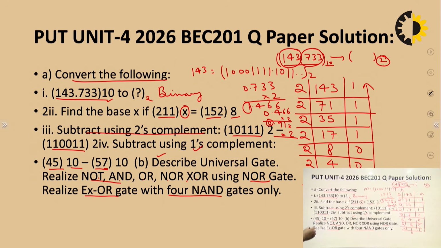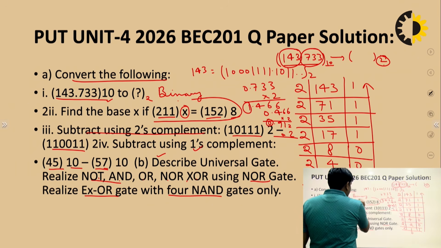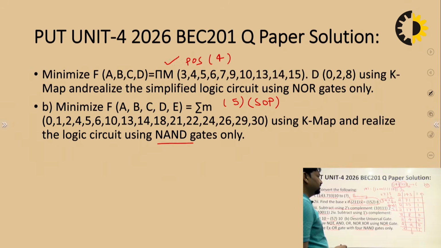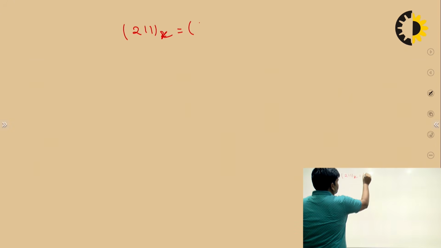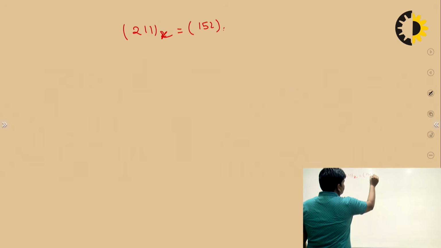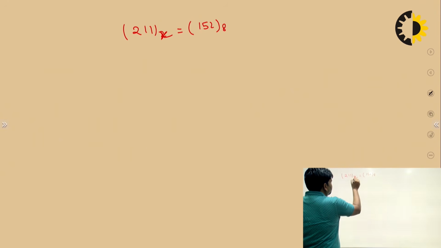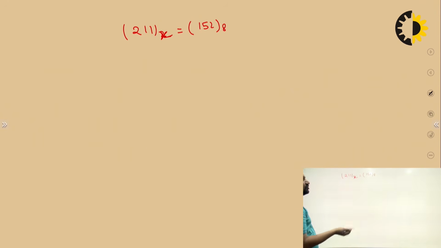The second question is: find the base of 211 in radix x, which is equal to 152 in radix 8. So 211 in radix x is equal to 152 which is given in radix 8. We find the value of x. That means what is the value of radix x? Which is very easy.